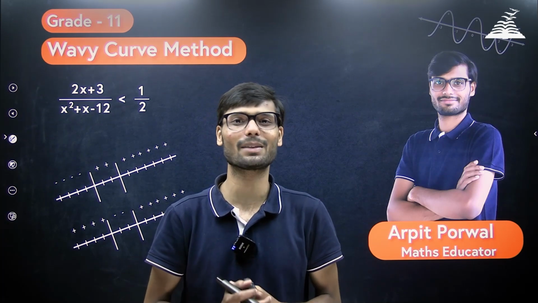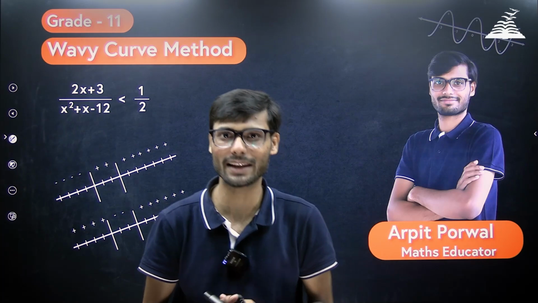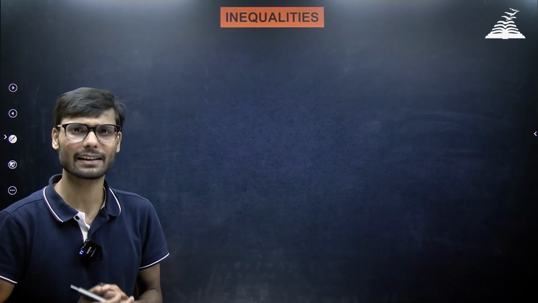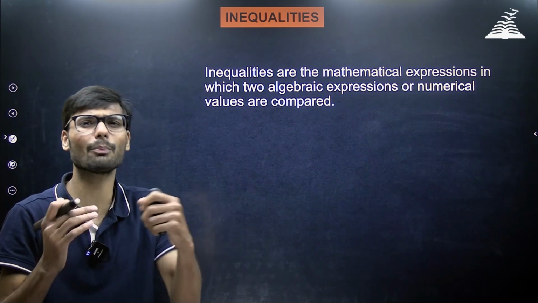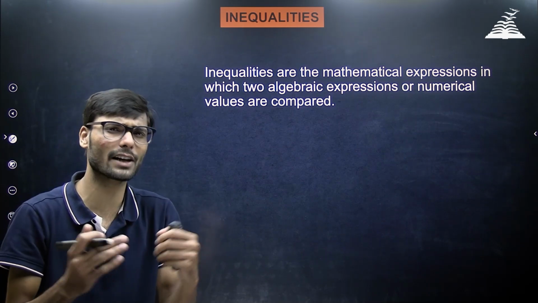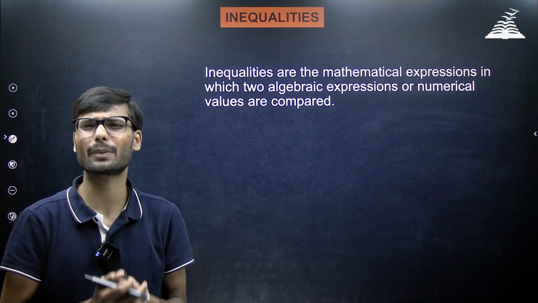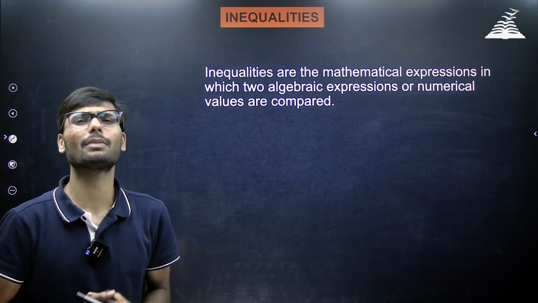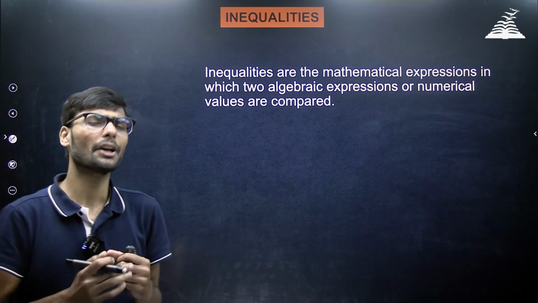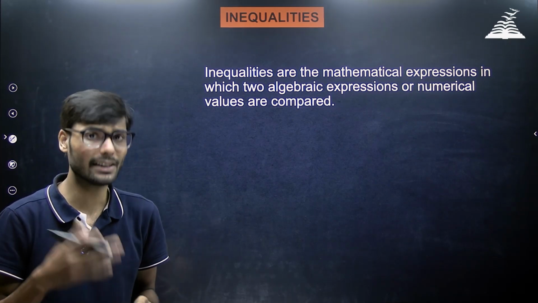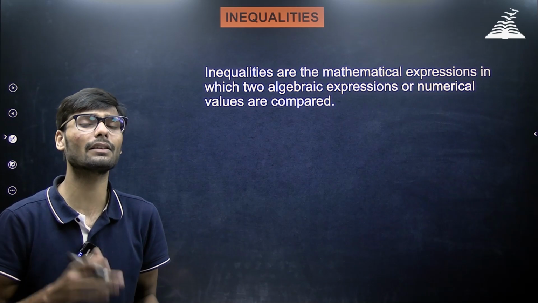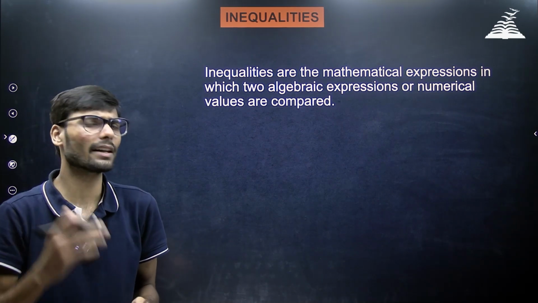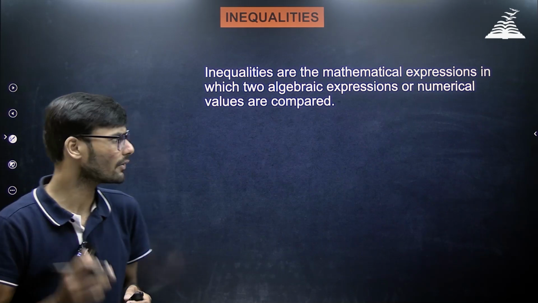Let's look at the formal definition of an inequality. An inequality is basically a mathematical expression in which we compare two algebraic expressions or an algebraic expression and a numerical expression. So that's what we mean by an inequality. If on one side we have a linear term, there is one variable that we are dealing with and the degree is 1, then we call it a linear inequality, right?